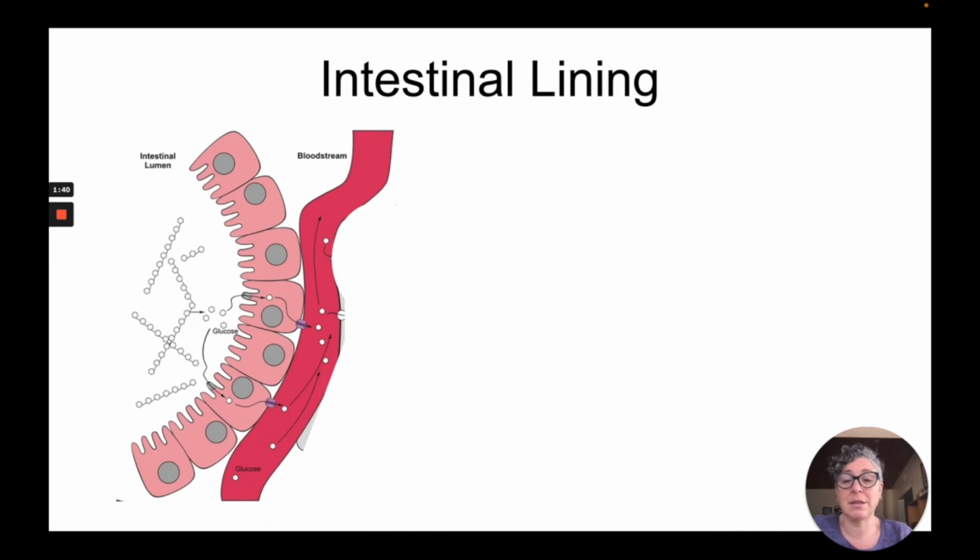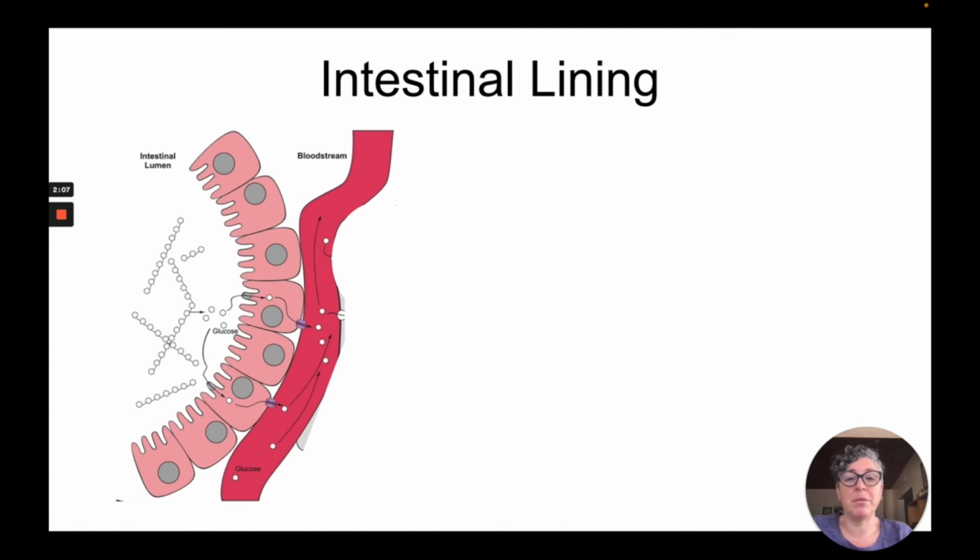So we said that the intestinal lining is one cell thick. So you can see here that the villi is going to absorb these glucose molecules. They're going to pass through the single cell and directly into the bloodstream and then get carried off by the hepatic portal vein at some point to the liver.